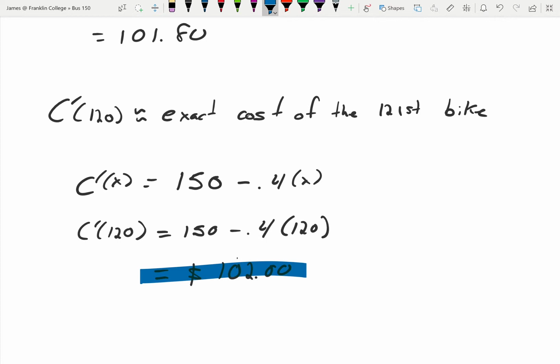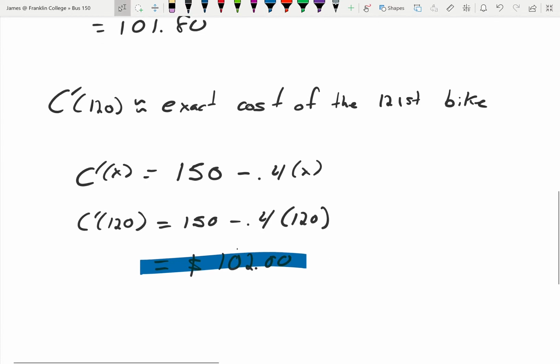which is that we can simply figure out the marginal cost and solve for the marginal cost at a specific value. And so that's a bit quicker. We can use the marginal cost as a substitute for finding the exact cost.